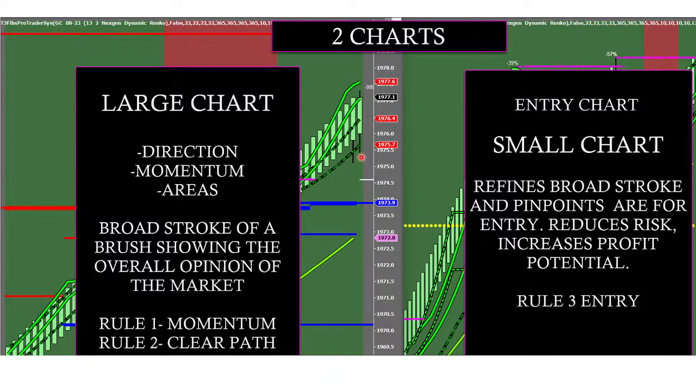Your first 2 rules for the high probability trend trade must be true on a large chart. And when they are, you're going to move to a smaller chart, your entry chart. And what happens in 1 bar on the large chart, you're going to be able to break down 15 to 30 bars on a smaller, faster chart. You will pinpoint where the market is most likely to continue. This becomes your entry via rule number 3. And you're just refining that broad stroke. It's going to reduce your risk. It's going to maximize your profit potential.